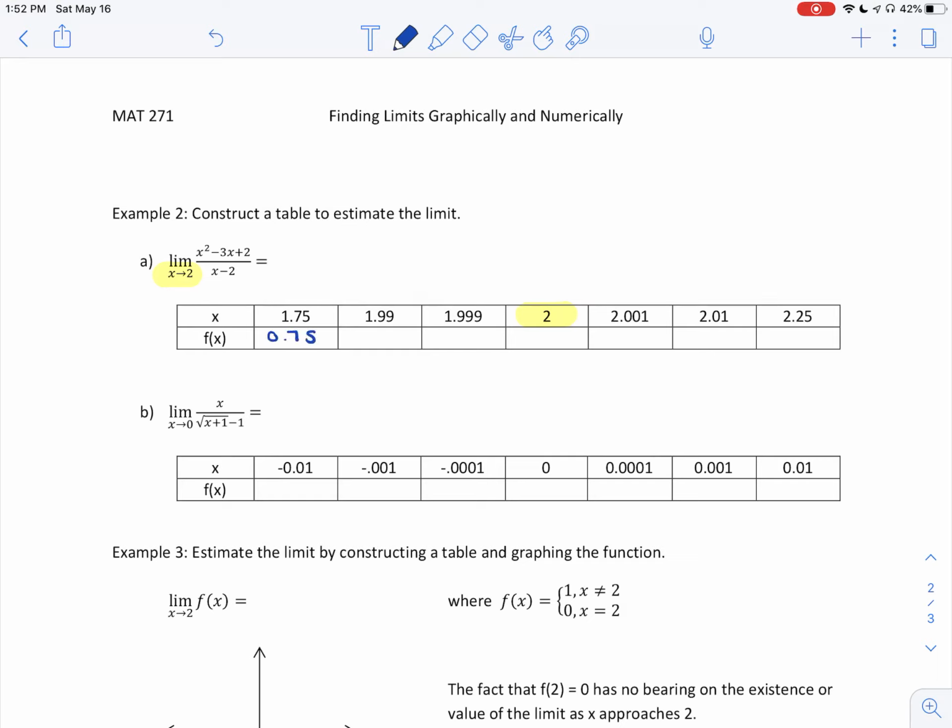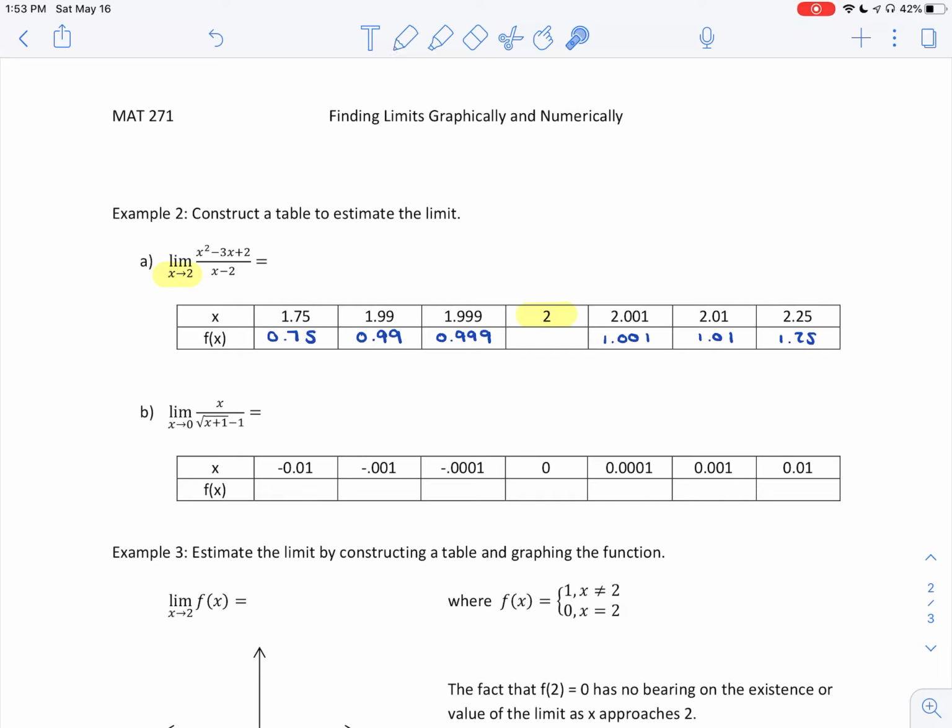I got 0.75, 0.99, 0.999, 2 doesn't matter, 1.001, 1.01, and 1.25. Okay, all right, so now we're going to use this table to try and figure out our limit.